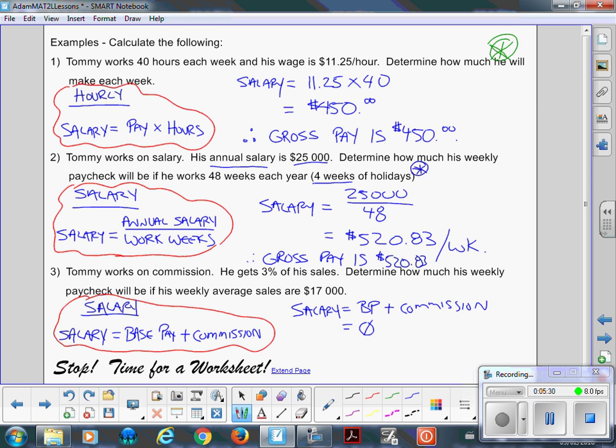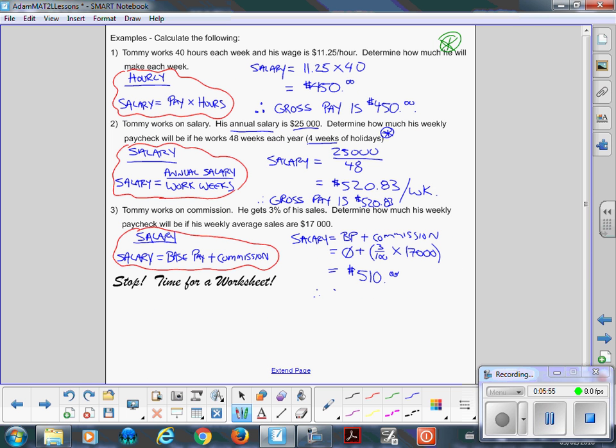So it doesn't look like he's getting any base pay. 3%, so that's 3 over 100, or 0.03 if you can go right there right away, multiplied by 17,000. So what is he thinking he can do each week? So 17,000 times 0.03, 510. All right, so therefore, gross pay is 510.